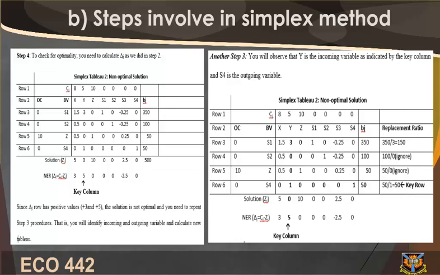Step 4. To check for optimality, you need to calculate triangle J as we did in step 2. Since the triangle J row has positive values, +3 and +5, the solution is not optimal and you need to repeat step 3 procedures. That is, you identify the incoming and outgoing variables and calculate a new table. Another step 3. You will observe that Y is the incoming variable as indicated by the key column, and hence the outgoing variable is the key row variable.